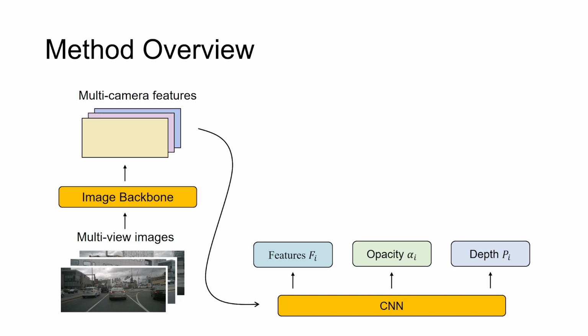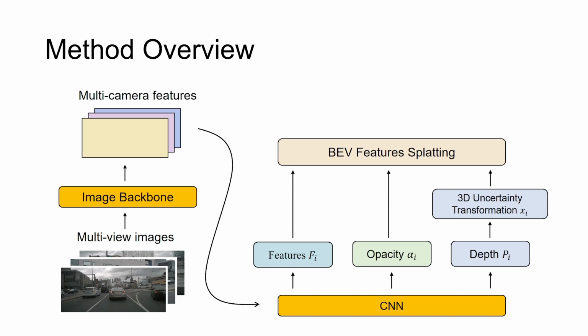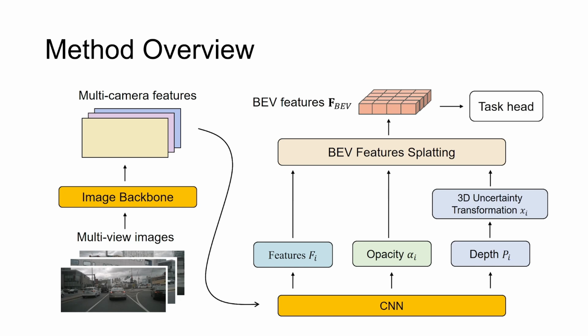The predicted depth distribution is transformed into a 3D uncertainty representation, denoted as Xi, which includes the 3D mean and covariance. Next, we perform Gaussian splatting, aggregating features across multiple views onto the BEV plane, while preserving spatial uncertainty. The resulting BEV feature map, FBEV, encodes both appearance and geometric uncertainty, and is fed into a task-specific head for downstream predictions.